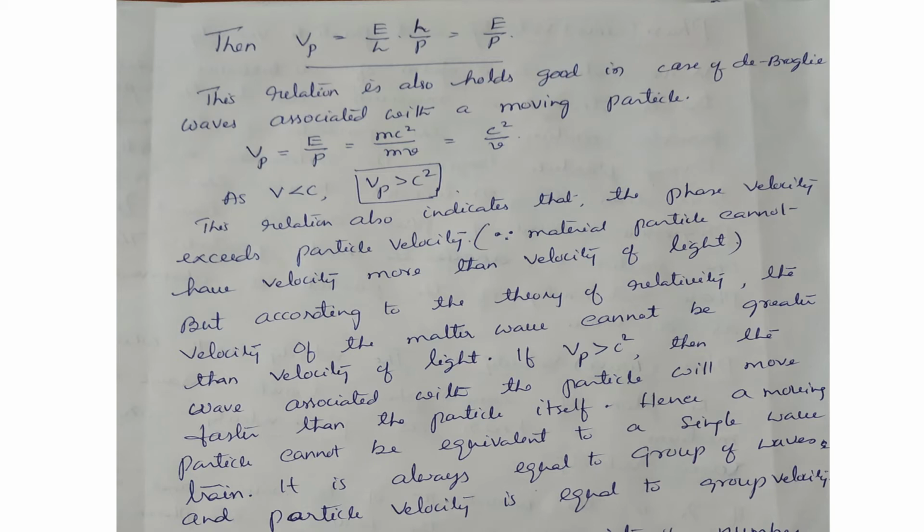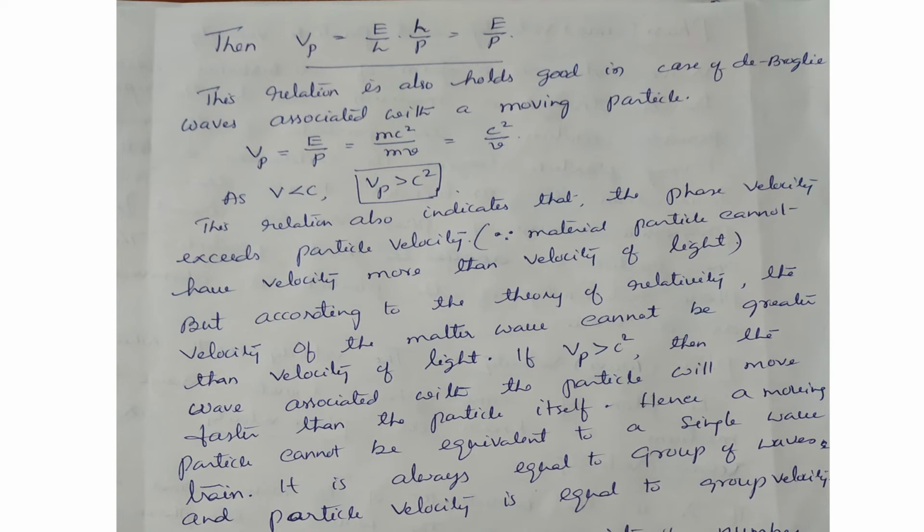But here, if the particle velocity v is less than c, Vp should be more than c. Vp is the velocity of the wave, v the velocity of the particle. Vp more than c, v less than c. What does it imply? The wave travels very much faster than the particle. Whenever a particle is in motion associated with a wave, the particle and that particular wave are not moving together. Instead, this relation says the wave travels very much faster than the particle, leaving the particle behind. The particle is left back, the wave travels faster than the particle.